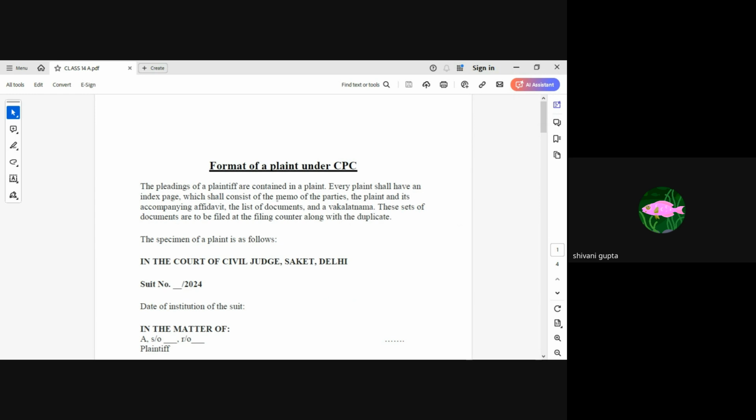Okay. Now comes another aspect, that is the format of the plaint. The format of the plaint is just like any other thing. It's a specimen, and the plaint format is accompanied by a list of documents, followed by the wakalatnama, followed by the affidavit, followed by any other supplementary documents or evidence. Duplicate plaints are also sometimes filed.